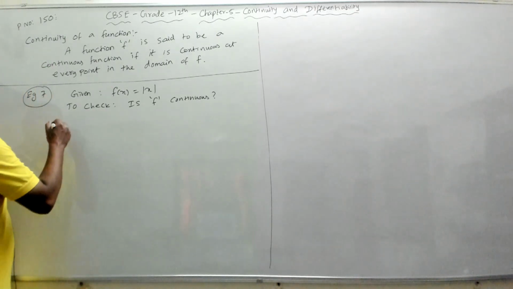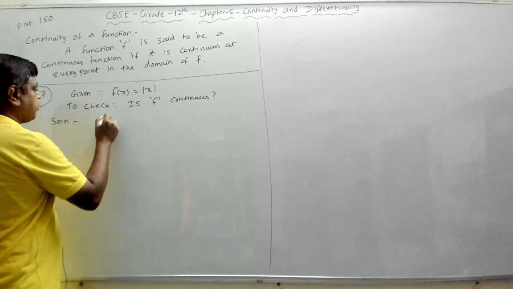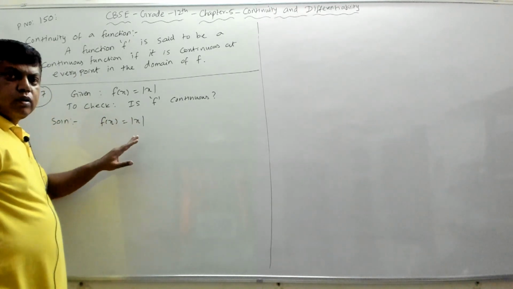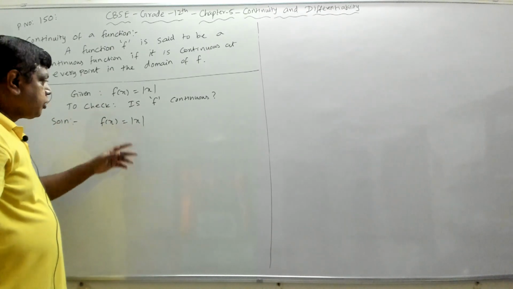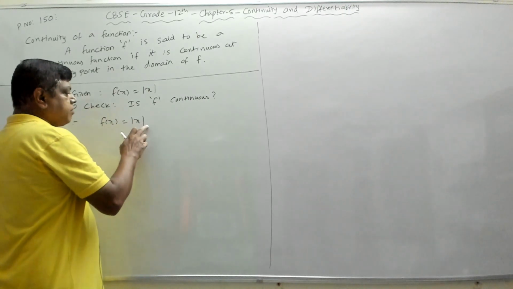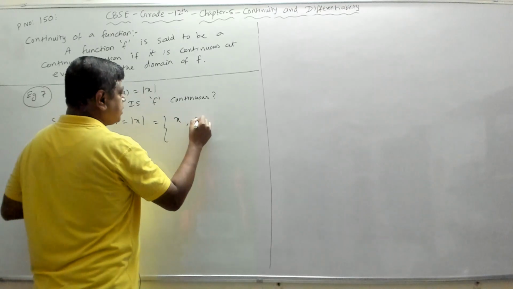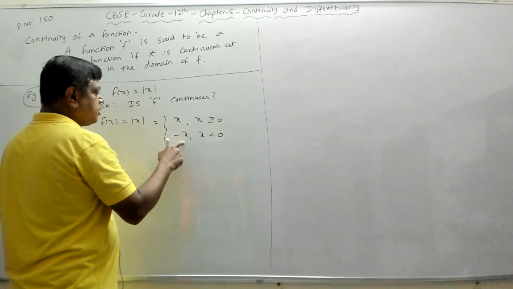So for that, the solution is, let's write f of x. f of x is mod x. First thing is, we need to write the definition of mod x. So what is the definition of mod x? We know the definition of mod x is x when x is greater than or equal to 0. It is minus x when x is less than 0. This is the definition of mod x.